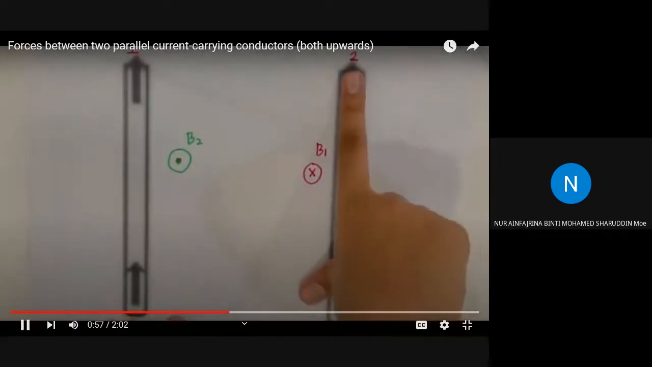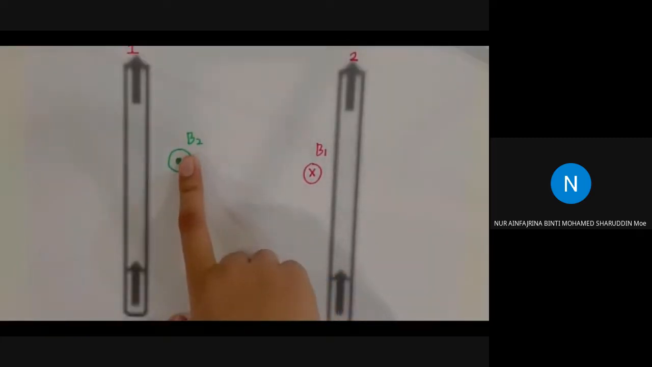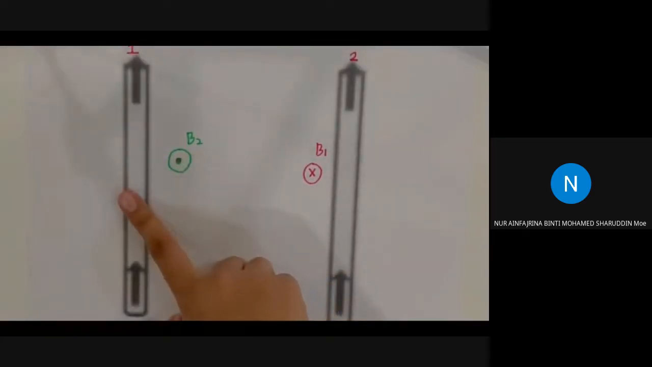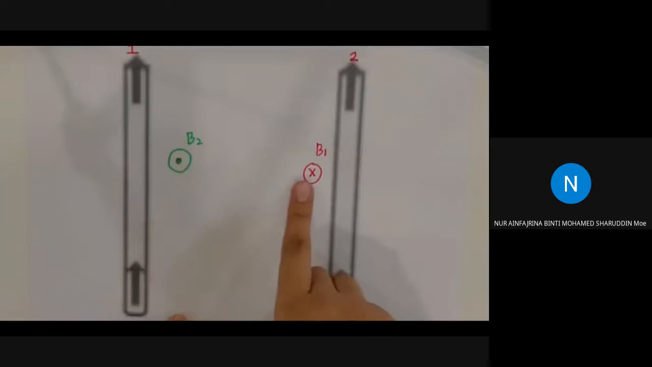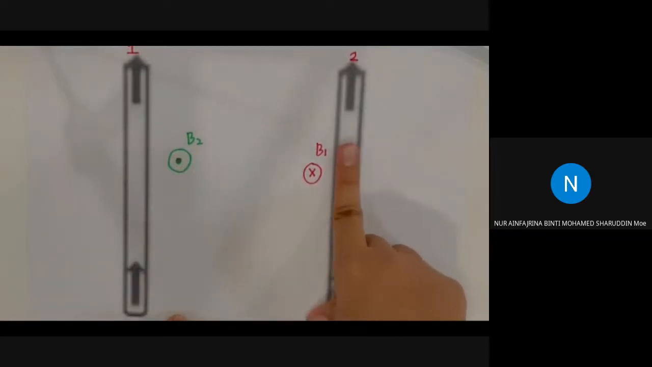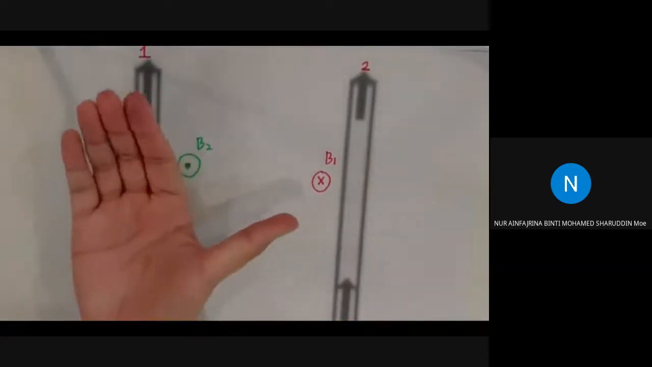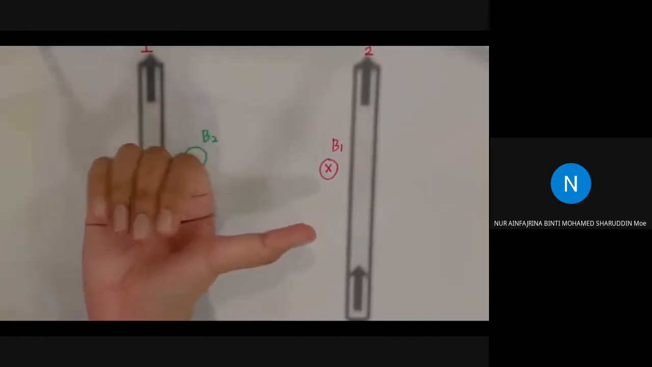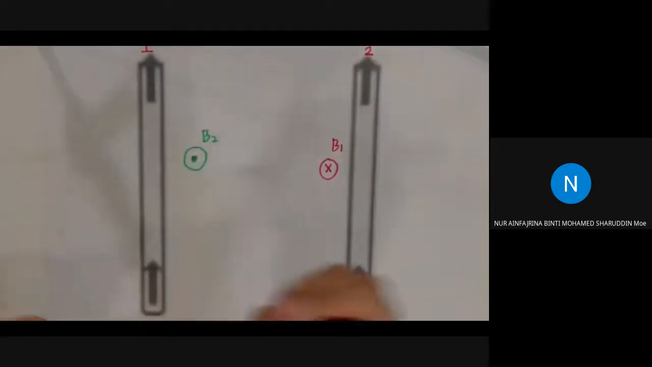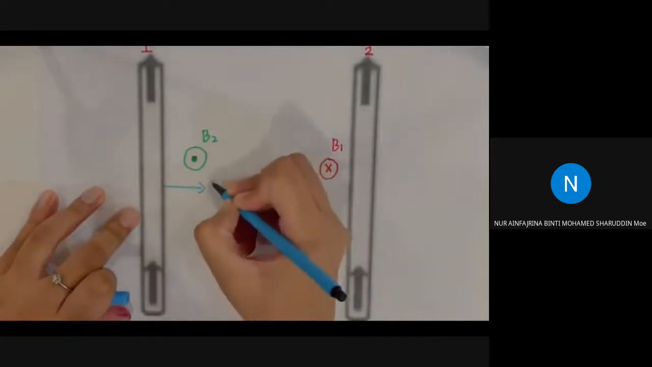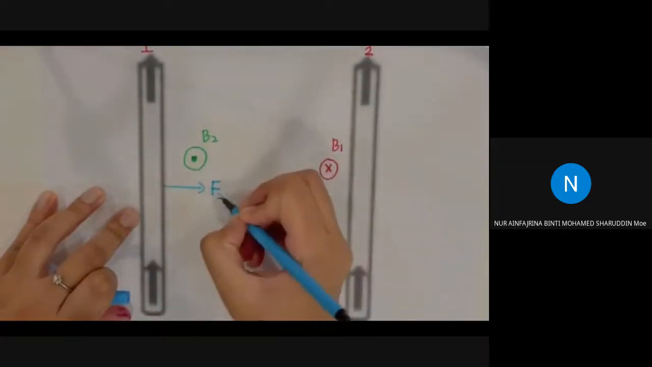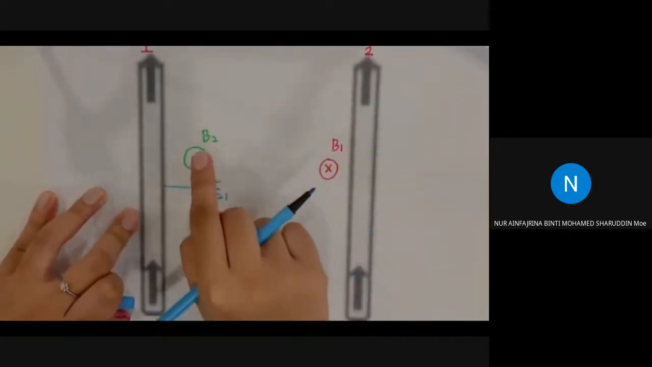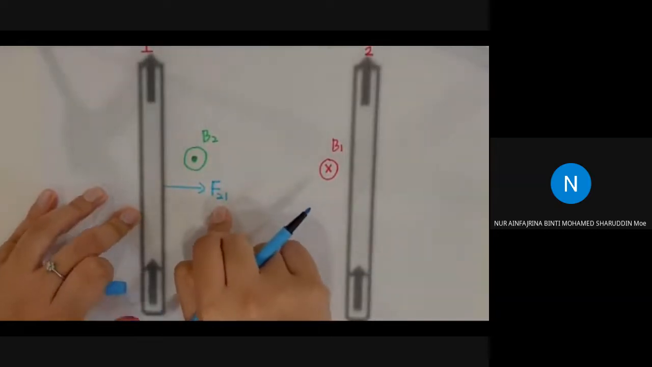Okay, so wire 2's magnetic field will influence the magnetic force on wire 1, and wire 1's magnetic field will influence the magnetic force on wire 2. So to determine the force, we will use this. For wire 1, the current is upward, the magnetic field is outward. So the force will be to the right. This is the force of wire 2 on wire 1, due to the magnetic field of wire 2 on wire 1. So the force is to the right.